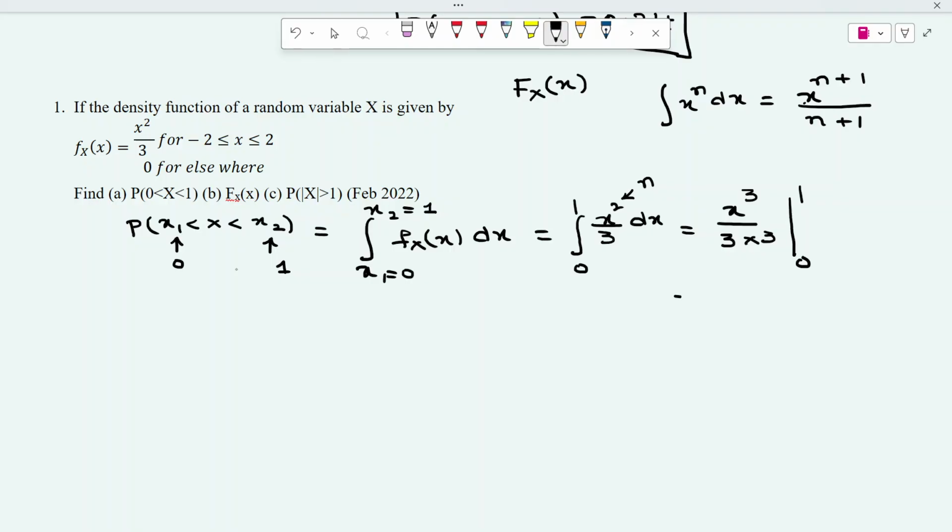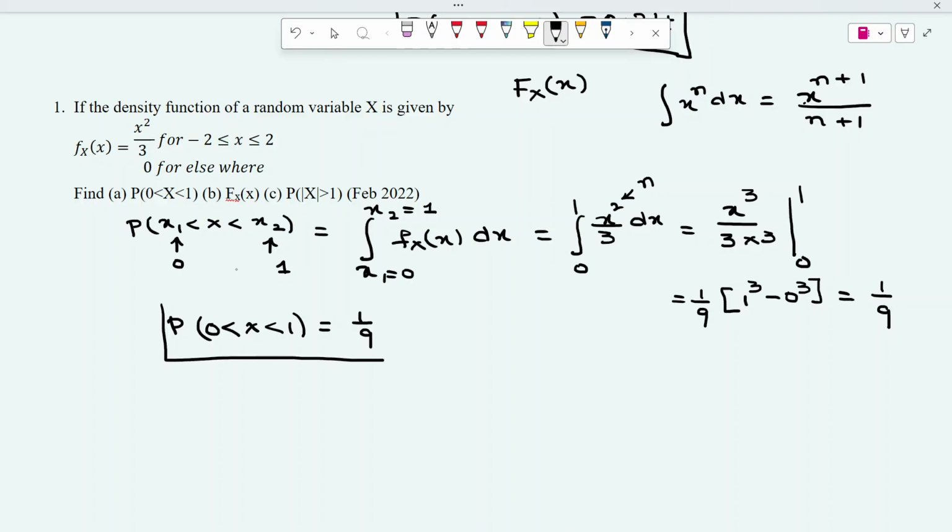So 1 by 9 we can take outside, and if we substitute the upper limit it is 1 cube minus 0 cube. 1 cube is nothing but 1, 0 cube is nothing but 0, so it is simply 1 by 9. So probability of 0 less than x less than 1 is nothing but 1 by 9. This is the answer for the first bit.